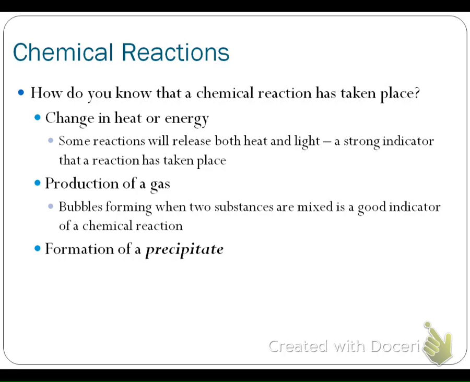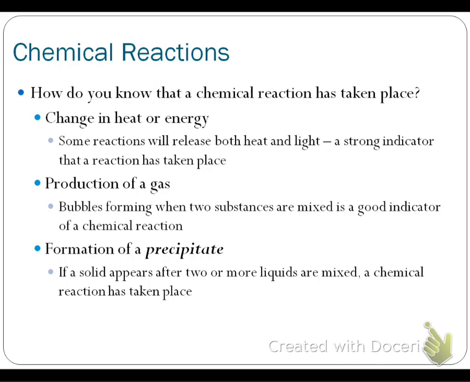Formation of what we call a precipitate. Does anyone have a guess what a precipitate is? Liquid. What? Liquid. Not a liquid. What's our last phase of matter? Yeah, a solid. Okay. So precipitate is if a solid appears after you mix two chemicals together. Solids may drop out. That's a really good indicator that a reaction has taken place. So our last indicator is a color change. Okay, if you combine two things and they form a new color, that must mean that a reaction has taken place of some kind.